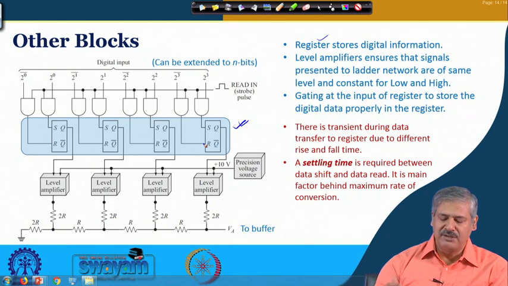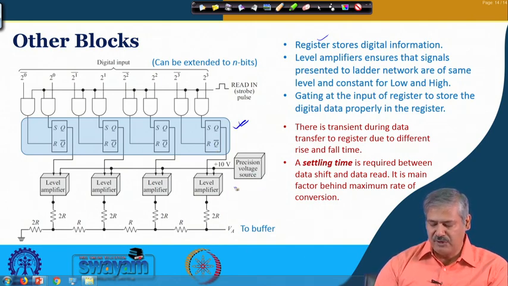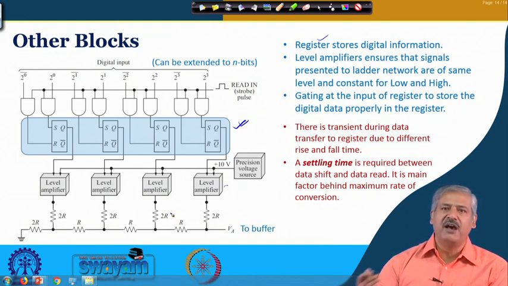As long as the input is not changed, the output remains true, so the value is not changing. This is important, that the output remains stable. Based on this value, it is high or low. So, this precision voltage source and level amplifier holds a value at its output, which is a very precise voltage of say 0 volt or some higher voltage, in this case 10 volt.